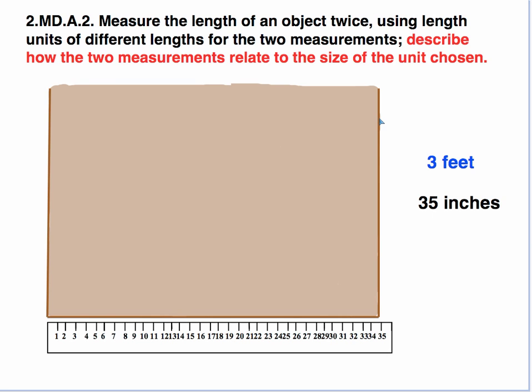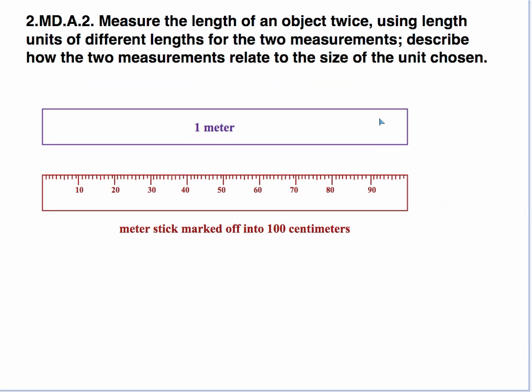Now we pay attention to the second part of the standard, and we need to look at the relationship of the units here. A foot is a much bigger unit than an inch, so it stands to reason that yes, we needed much fewer feet here to measure the same distance than we did inches.